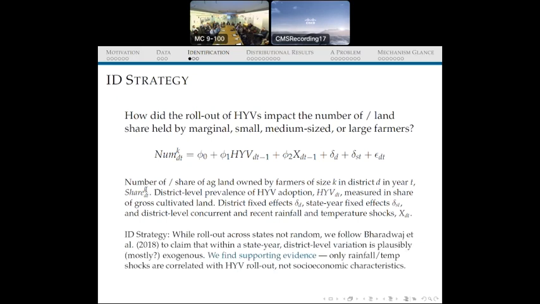I do have supporting evidence that I'm happy to chat about, that this identification strategy seems plausibly okay. I doubt it's perfect. I'm following this paper that was published in JHE by Bharadwaj, Fenske, and I think one other author. And when we do these balance tests, we find that, conditional on these district and state-time fixed effects, the high-yielding variety rollout is not related to observables that we can see about the districts, though it is related to temperature and rainfall shocks, which is not totally shocking, right? Because these rainfall shocks influence people's decisions about adoption. And so we control for those rainfall and temperature shocks.